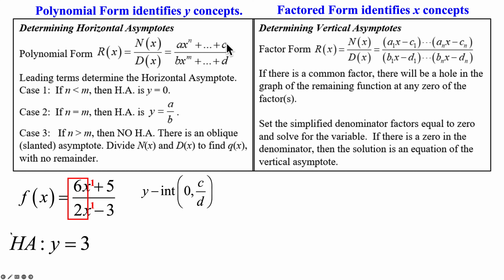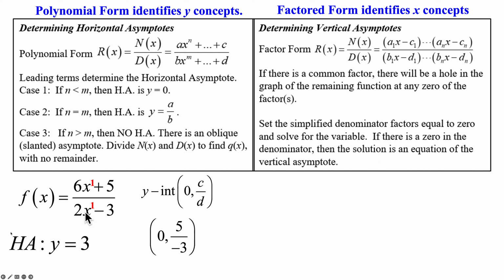Now, if there is no constant at the end, you put a plus 0 at the end. But if I'm putting plus 0 at the end, then I would have c over 0. I don't have a y-intercept, probably because my y-axis is going to be acting like a vertical asymptote. So in this case here, 5 over negative 3, or negative 5/3, is my y-intercept.